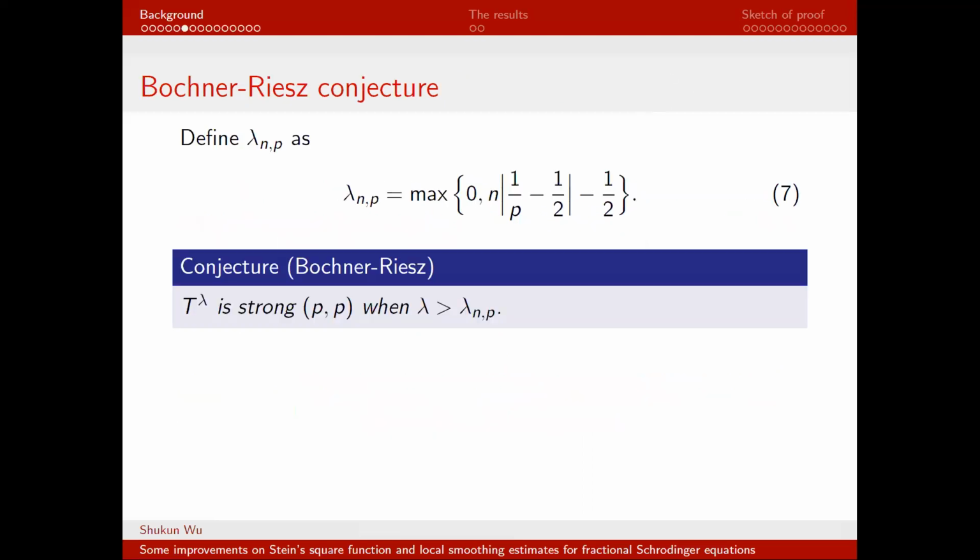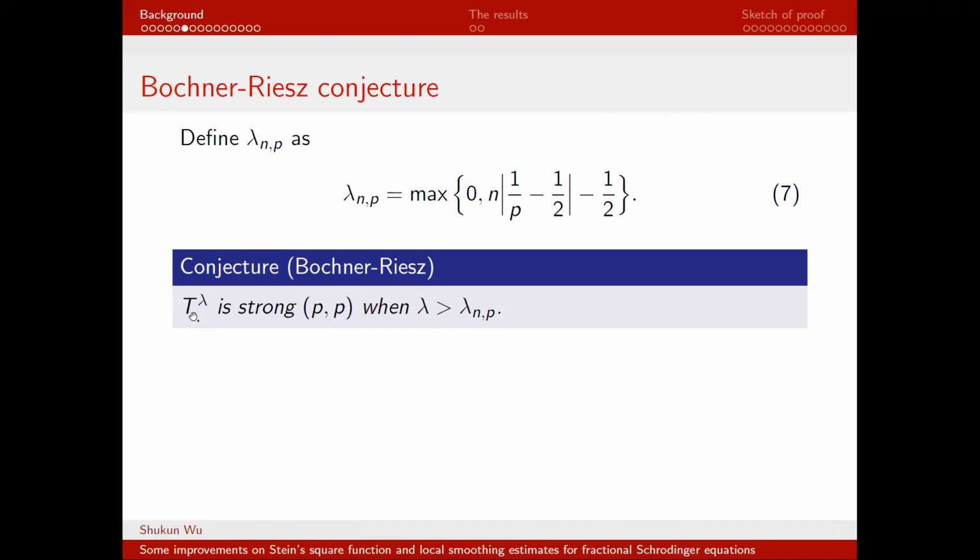Now for the Bochner Riesz operator, there is a conjecture named after Bochner Riesz. We define a factor lambda n p as the following. A little remark: lambda n p is greater than 0 if P is greater than 2n over n minus 1. And this is just the sharp exponent for the Fourier restriction conjecture. So as you can see, the Bochner Riesz problem and the restriction problem are closely related.